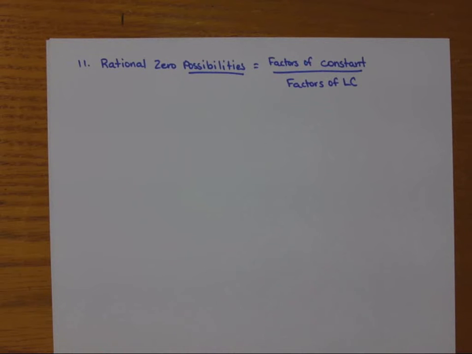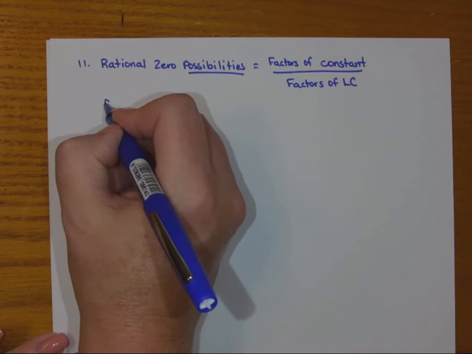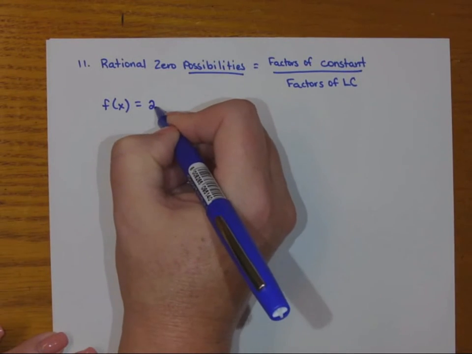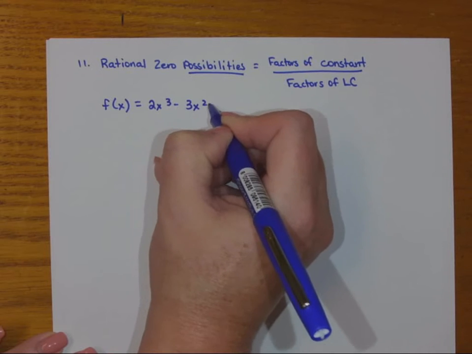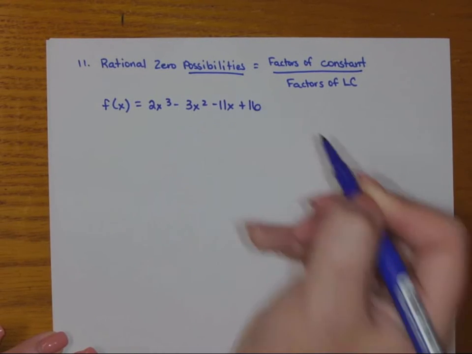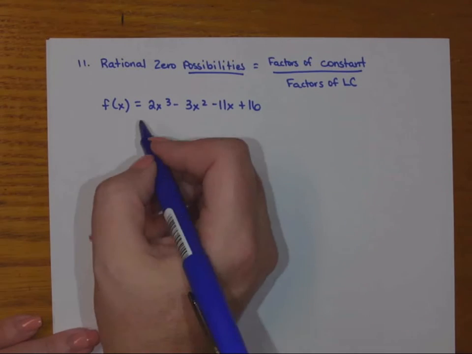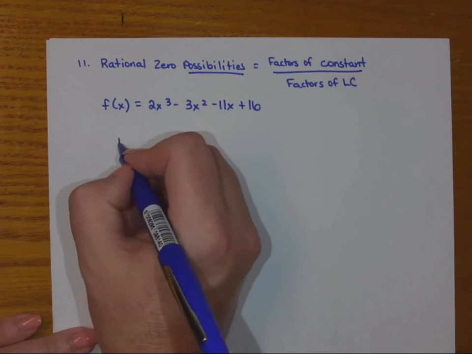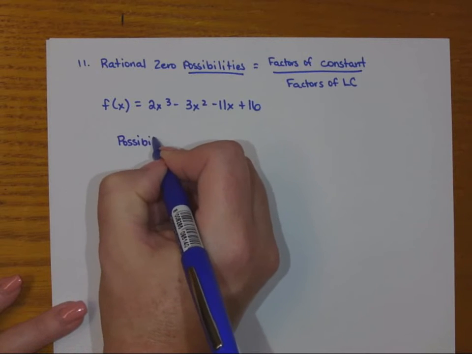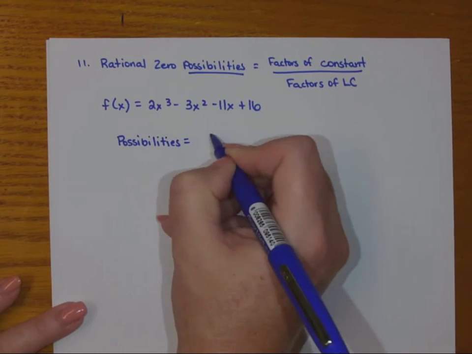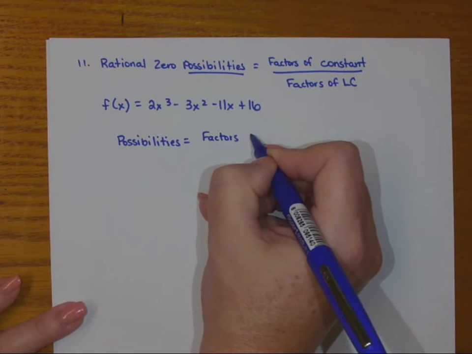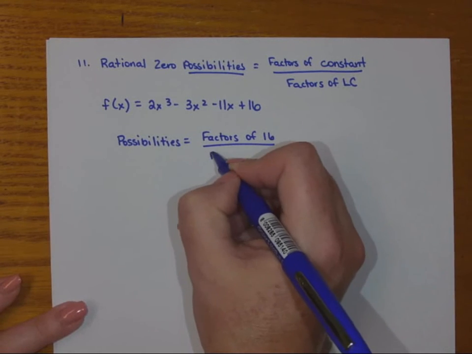So for this one, I think I've got a typo on my review, so I'm hoping that I have the right number here. So for number 11, it is supposed to read plus 16. I'm not really sure if that's what y'all have, so we'll change it if we need to, because the one I have isn't that number for some reason. So basically the possible rational zeros would be, the possibilities are going to look like factors of 16 over factors of 2.